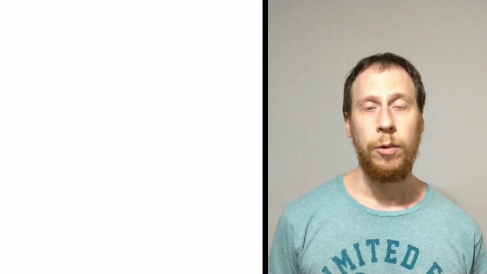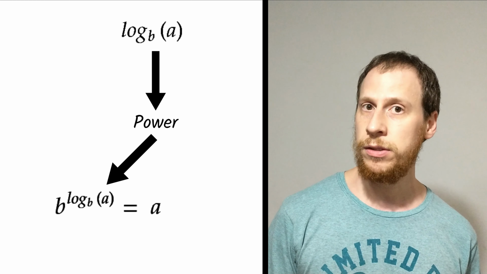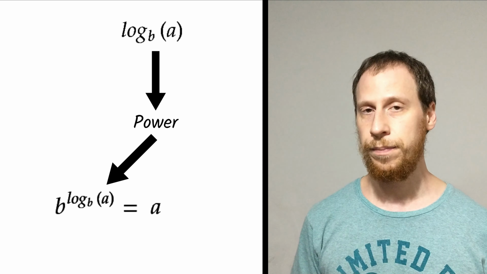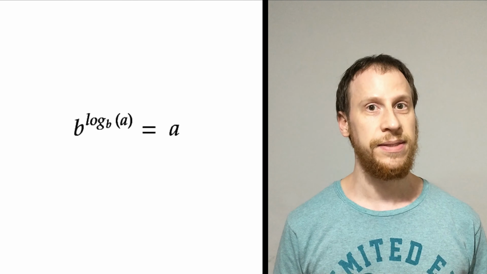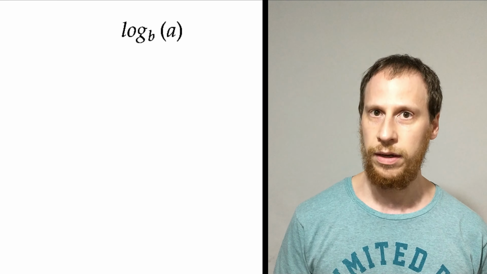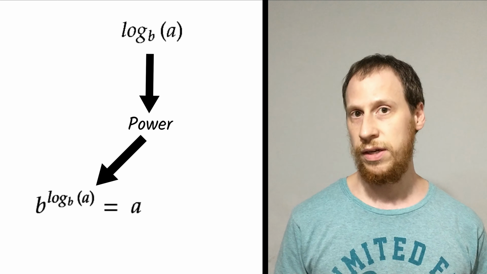In general, we say that the logarithm base b of a is the power to which we need to raise the number b to obtain the number a. In this sense, and by definition, b raised to the logarithm base b of a equals a, because the logarithm base b of a is the power to which we need to raise the number b to obtain the number a. There are a lot of properties of logarithms.